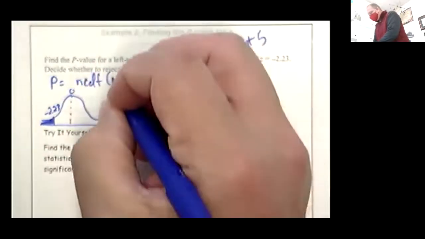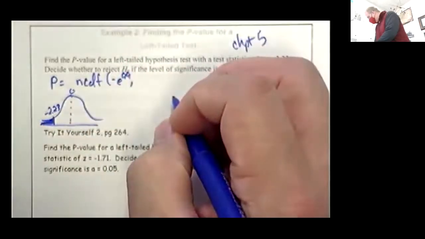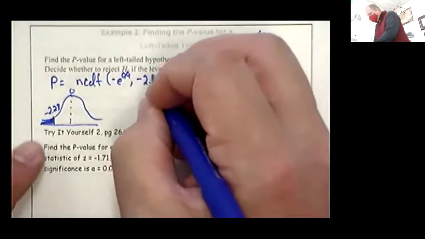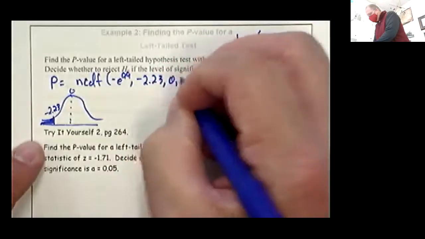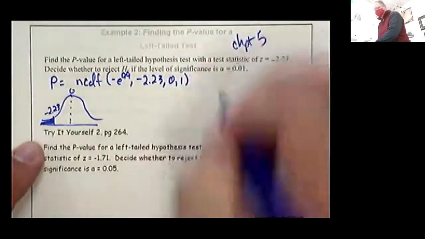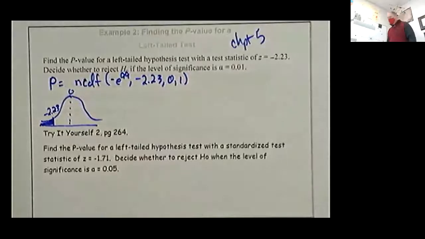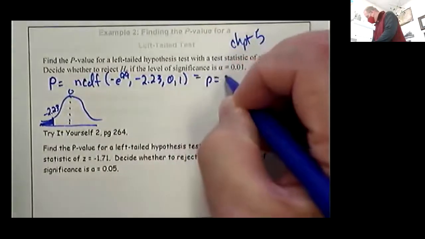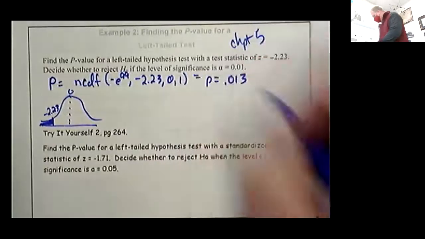Our left bound is negative infinity, so negative e to the 99, comma. We're going to stop at -2.23. Our mean is 0 and 1, because we're using the standard normal distribution. We're going to type that into our calculator. That gets our p-value, which is 0.013.